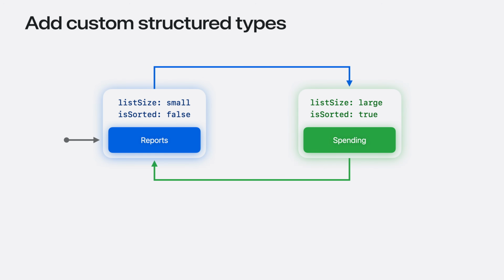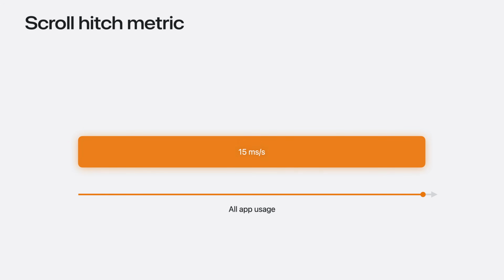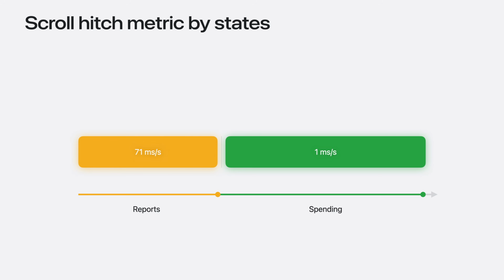You can also add more details for each state by adding a custom structured type. For the Expense app, this could be details about the items in the view, like whether the list of transactions was considered a small, medium, or large list, and whether the transactions on that list are sorted. Now, instead of getting a single blended metric across all of these states, like a total scroll hitch rate of 15 milliseconds per second, metrics are reported for each individual state.